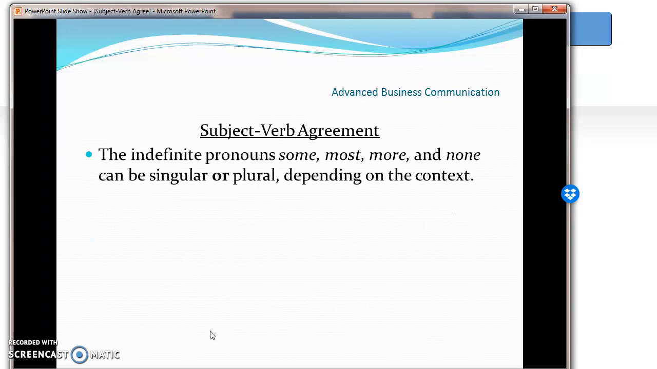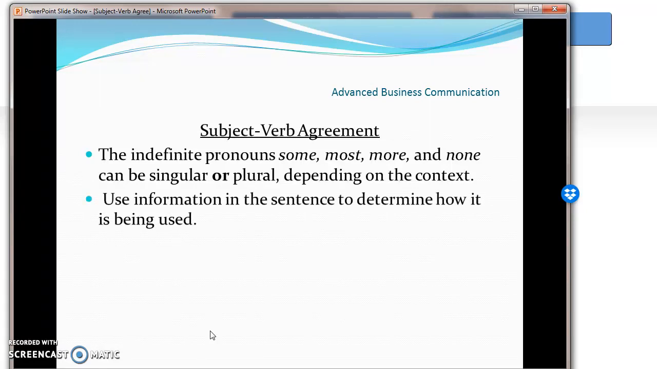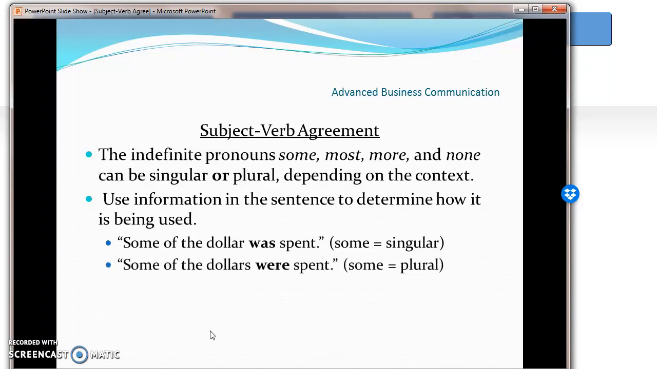The indefinite pronouns some, most, more, or none can be singular or plural depending on the context. So you use information in the sentence to determine how it's being used. Some of the dollar was spent. You'll see that it's singular. But you can say some of the dollars were spent. Plural.